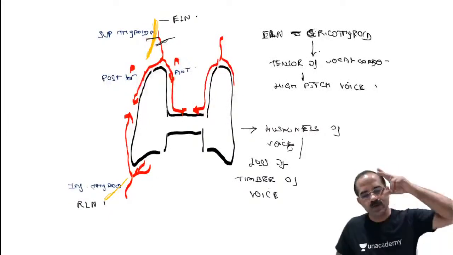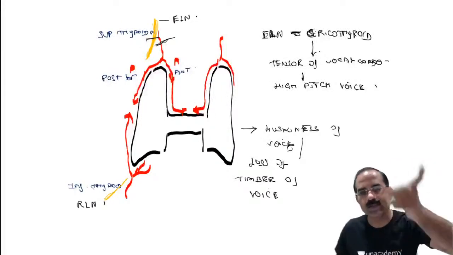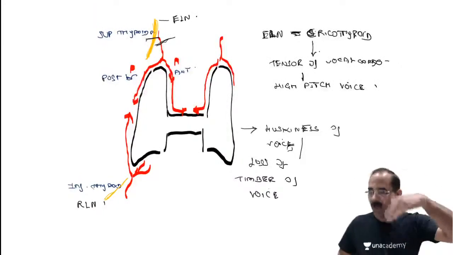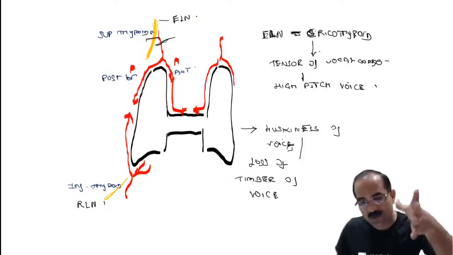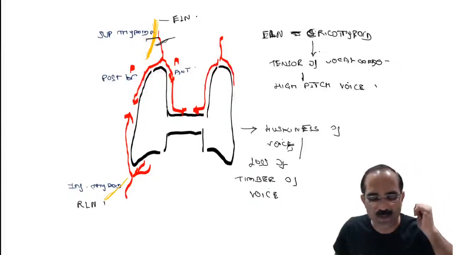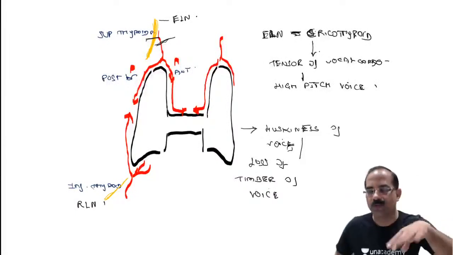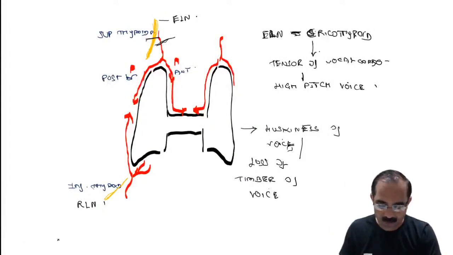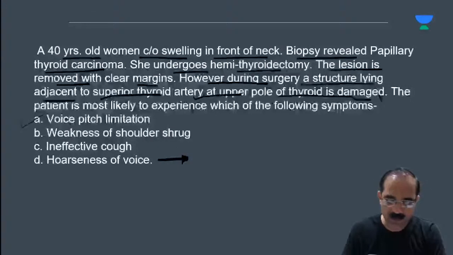See, if the superior thyroid artery is damaged, which nerve is also damaged? The external laryngeal nerve. What does it supply? Cricothyroid. The action of cricothyroid is tension. It tenses the vocal cords, and when the vocal cords are tensed, we get a high-pitched voice. Now, when this tensor action is lost, the person talks in a very low-pitched voice, and this is what we call huskiness of voice or loss of timbre of the voice. Clear to all of you? So the answer is A for this.